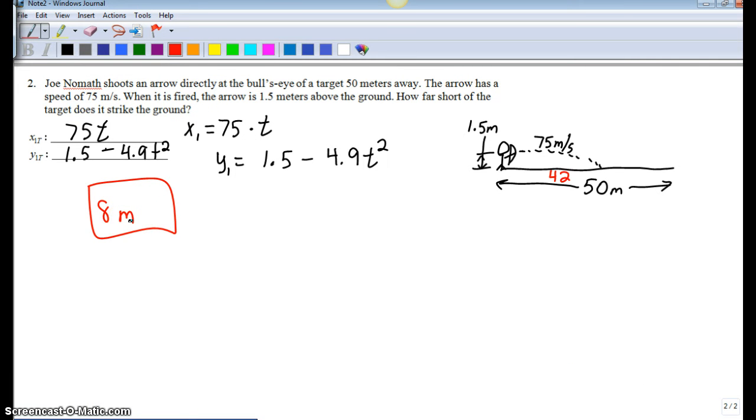We drew our diagram, we gave our vectors, we showed our work, and we have our answer with correct units now. So that is number 2. Again, it's x1, y1, plug it in, and then find the data you're looking for.